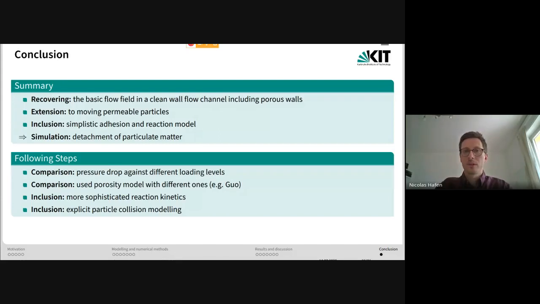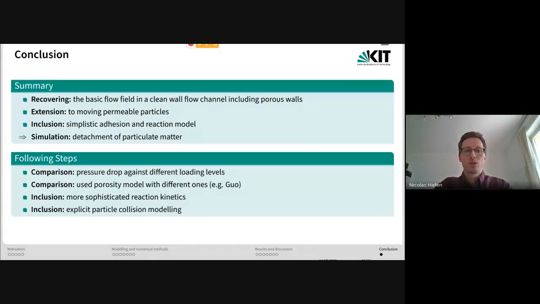The following steps will be to have the pressure drop compared to the numerous experimental studies that we have in the literature. There's a ton of data that we can compare the simulations with. We can, of course, compare the used porosity model against different ones, for example, the one by Guo, which would also include the actual porosity next to the permeability in it.